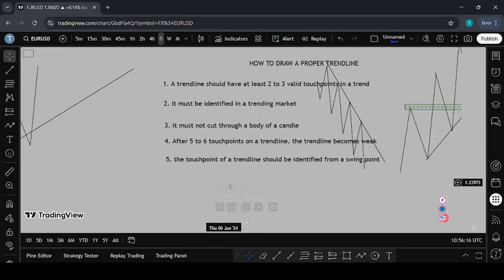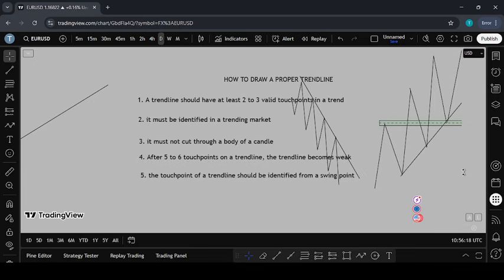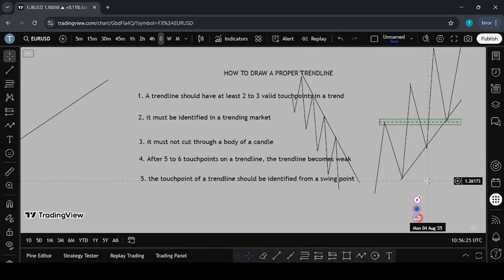Okay, so you want to practice this on different charts using different time frames to actually map out those trends. Okay, so that will be it for this video, guys.